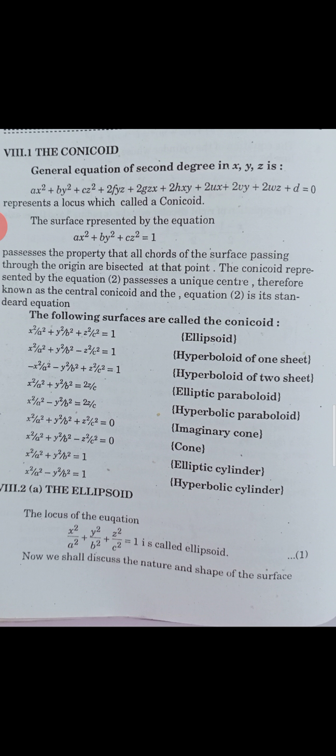The surface represented by the equation ax² + by² + cz² = 1 possesses the property that all chords of the surface passing through the origin are bisected at that point. The conicoid represented by equation 2 possesses a unique center, therefore it is known as the central conicoid, with equation 2 as its standard equation. The following surfaces are called conicoids.